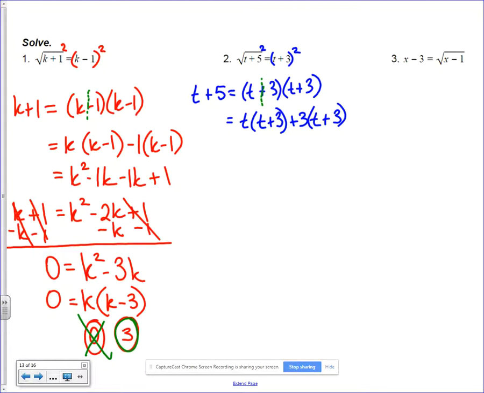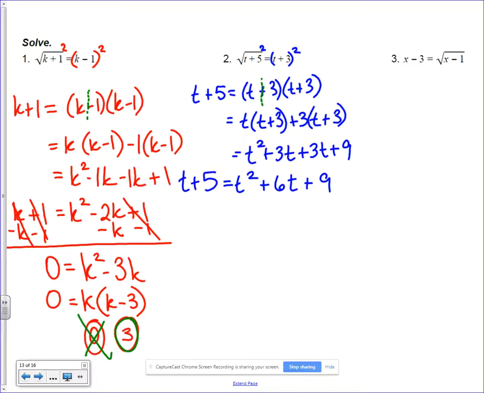Everybody following William? You sure? Distribute. T times T. T times 3. 3 times T. And 3 times 3. If I put those together, I get a 6T in the middle. And I'm going to bring down that other side.